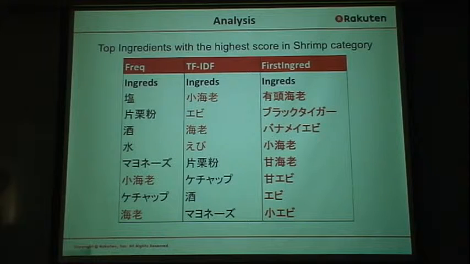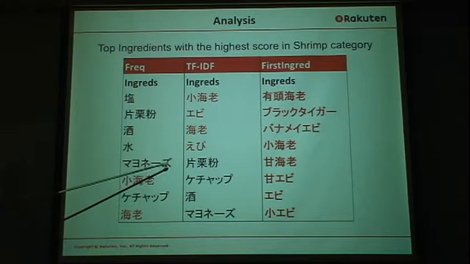When we see the ingredients with the highest frequency score, we can see lots of ingredients such as salt, potato starch, and sake, which appear very frequently in all recipes, obtain the highest score. And when we see TF-IDF scores, we can see that there are shrimps in here.